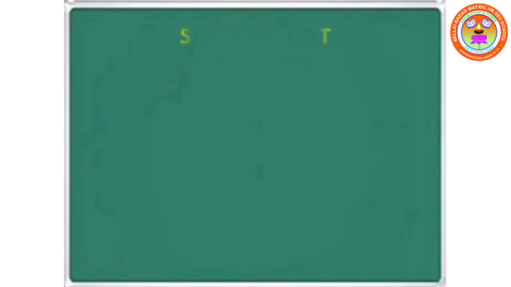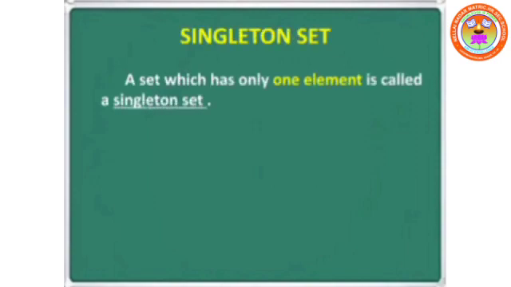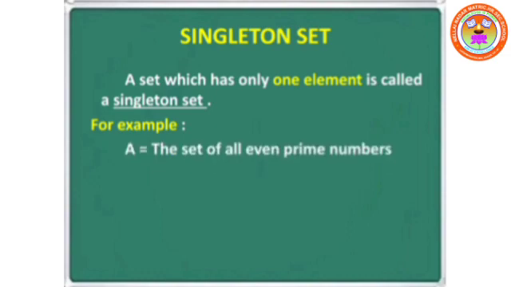Now, second type, singleton set. A set which has only one element is called a singleton set. For example, A equal to the set of all even prime numbers. As we know, there is only one even prime number, that is 2. This is a singleton set. There is only one element.